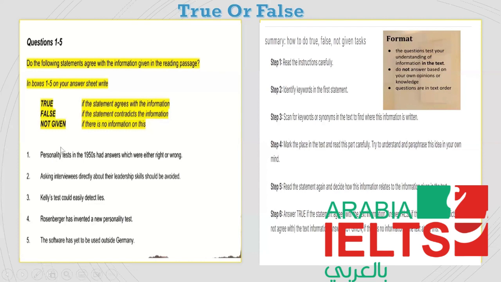So here we have personality tests, circle. I underline anything that is factual information that is also important, like it could guide me, like the dates, the names, any of this type of factual information that might pop up in the passage. But those are not my keywords, those are just important factual information in the statements.